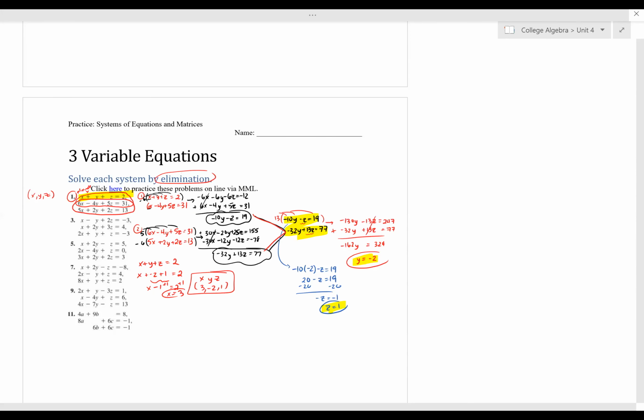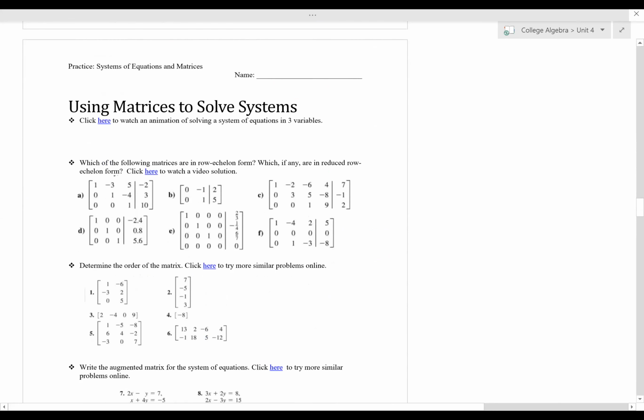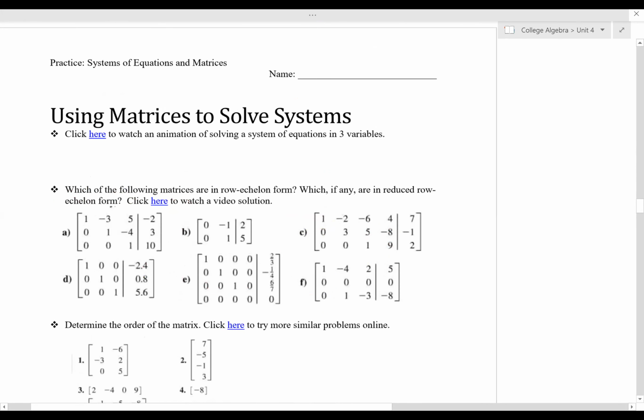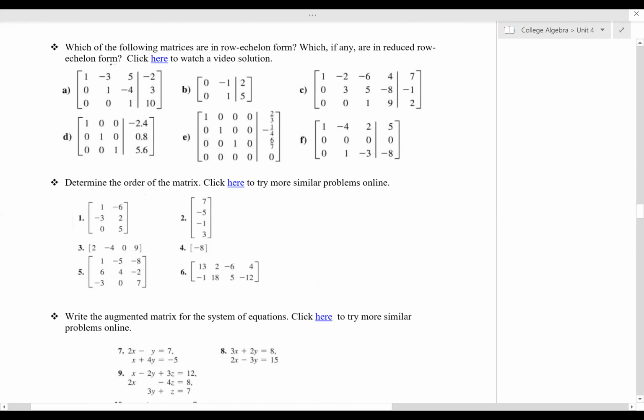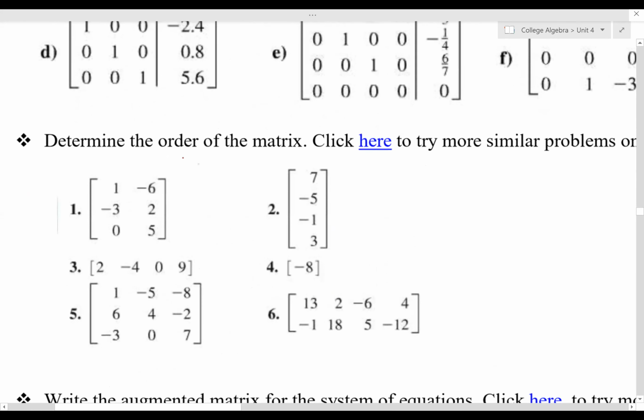Okay, all right, so then we learned another way to solve, and it was using matrices. So in your study guide, you'll see some notes about matrices. You can watch some videos about solving with matrices, and there's some good examples about finding the order of a matrix. The order of a matrix is always rows by columns. So in this example 1, I've got 1, 2, 3 rows, row 1, row 2, row 3, so it's 3 rows, and I've got 2 columns, so this would be a 3 by 2 matrix.